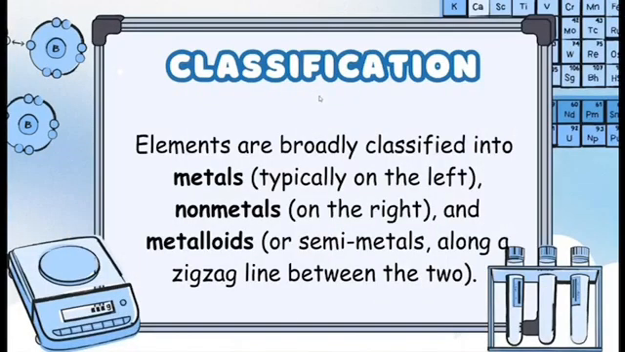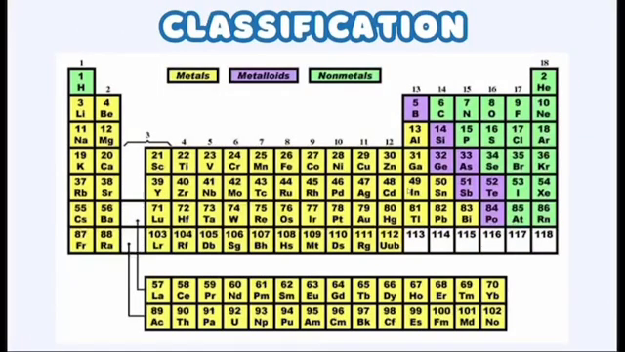A classification. Elements are broadly classified into metals, typically on the left, nonmetals on the right, and metalloids, or the semi-metals, along a zigzag line between the two. Let's move on to the figure for the classification of the elements on the periodic table.